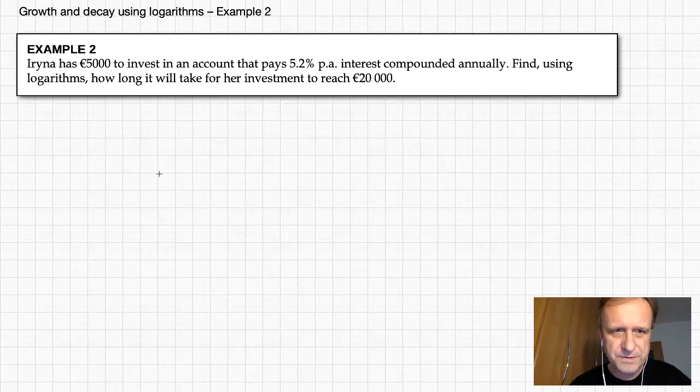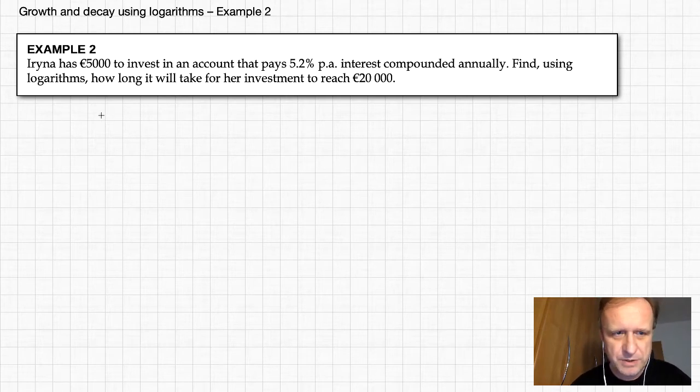Growth and decay using logarithms, example 2. Irina has 5,000 euros to invest in an account that pays 5.2% per annum, interest compounded annually. Find, using logarithms, how long it will take for her investment to reach 20,000 euros.